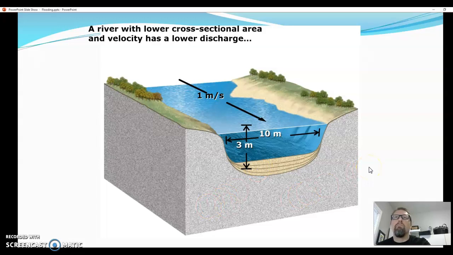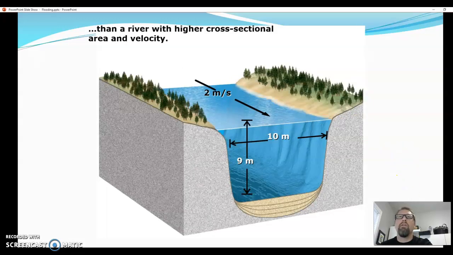Now that's great, but streams are not perfect rectangles. And in fact, the water is not moving at the same velocity everywhere in the stream. So this poses some challenges, and that's really what the first part of the lab is getting at. But to look at a second example, here we have the velocity at 2 meters per second.